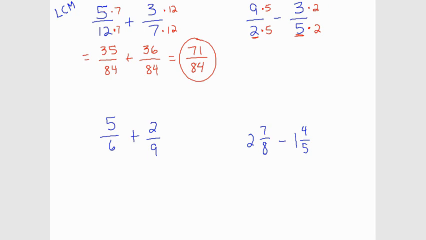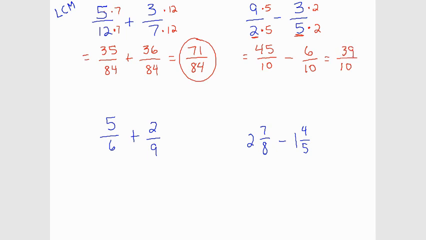Okay, so let's do our computations. 9 times 5 is 45, and that's over 10, minus 3 times 2 is 6, and this is over 10. And again, when we're adding or subtracting fractions, our final answer will be over whatever the common denominator is. So then we just do 45 minus 6 is 39.